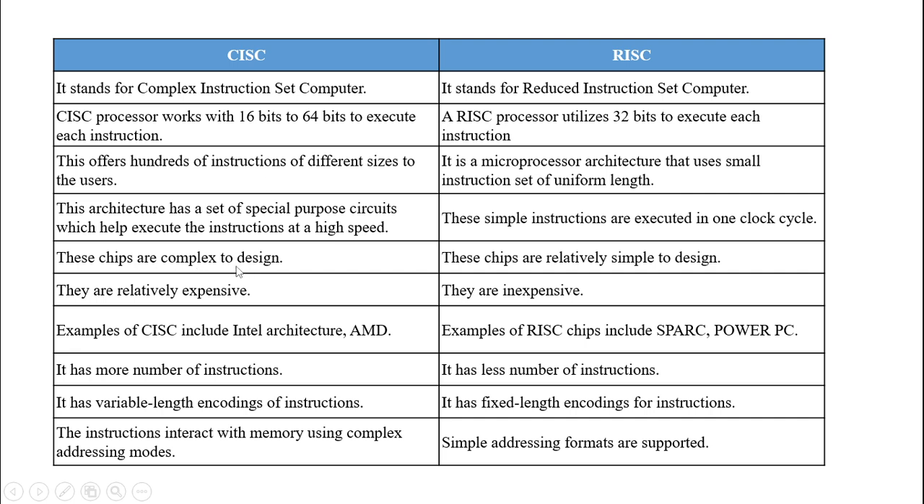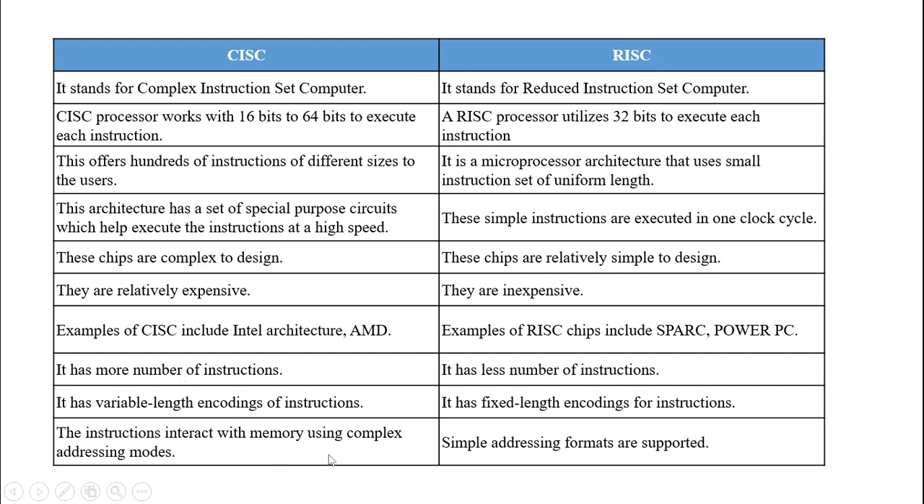CISC chips are designed for complex design, as I told, while RISC chips are designed for a simple and straightforward design. CISC is relatively more expensive, and RISC is less expensive. I have already given examples for CISC, and for RISC you can see PowerPC, SPARC, and even ARM comes under RISC. There are more instructions in CISC and fewer in RISC, with variable instruction length in CISC, while almost all instructions are fixed length in RISC.